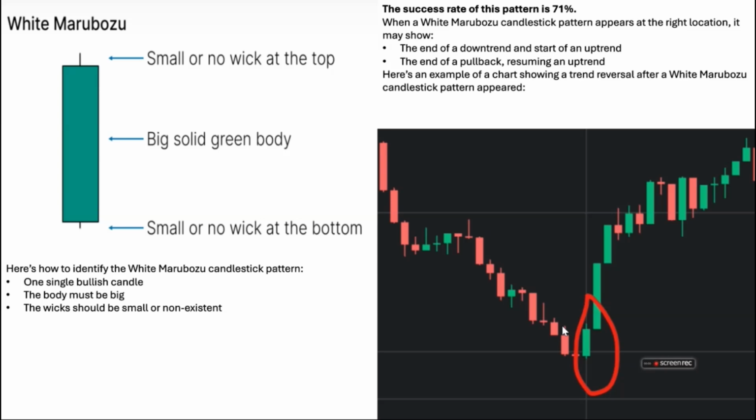Okay, that's it for today, guys. There are 6 more bullish reversal patterns which we will cover in the next part.